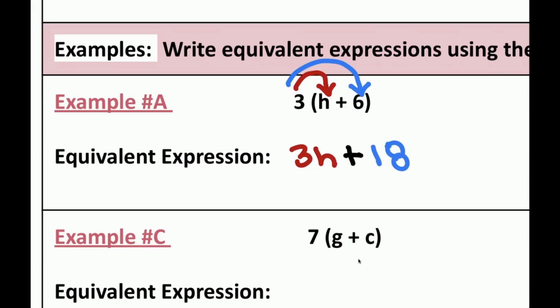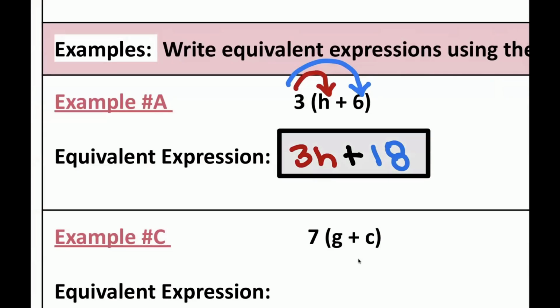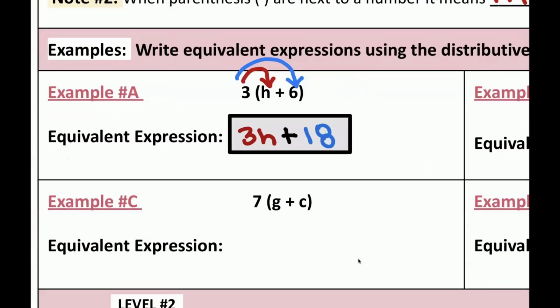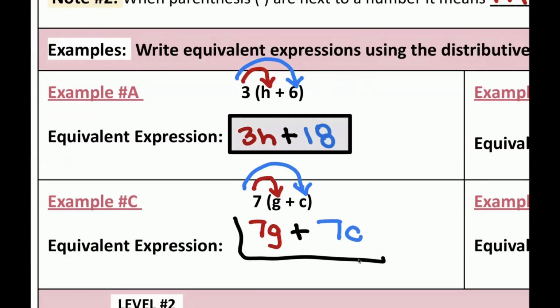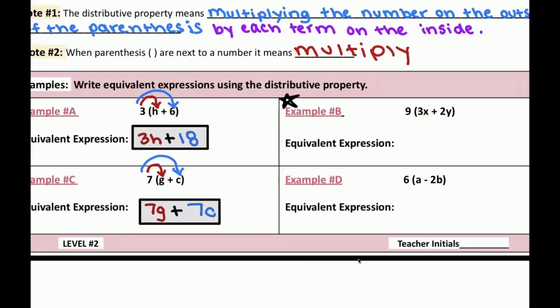A common mistake I see is that people will combine this and write 21h. 18 does not have any h, so we have to leave it by itself. This is our final answer. Go ahead and complete example C, then come back to the video to check your work. For example C, you should have done 7 times g, which is 7g. Bring down our plus. 7 times c is 7c. This is our equivalent expression. Go ahead and complete example B and D on your own, and then if your teacher is asking you to, check in with them to get their initials and feedback.